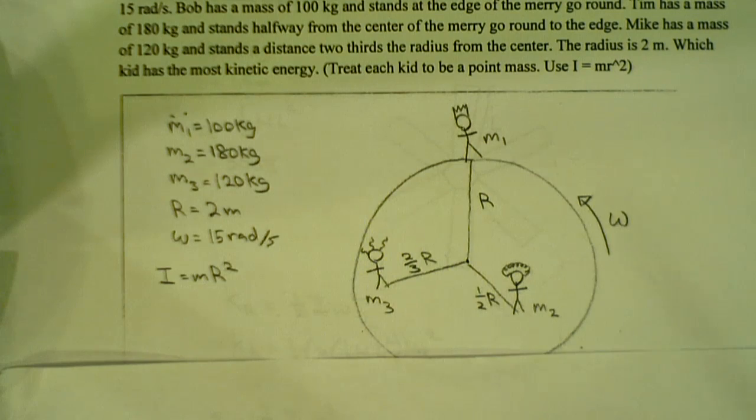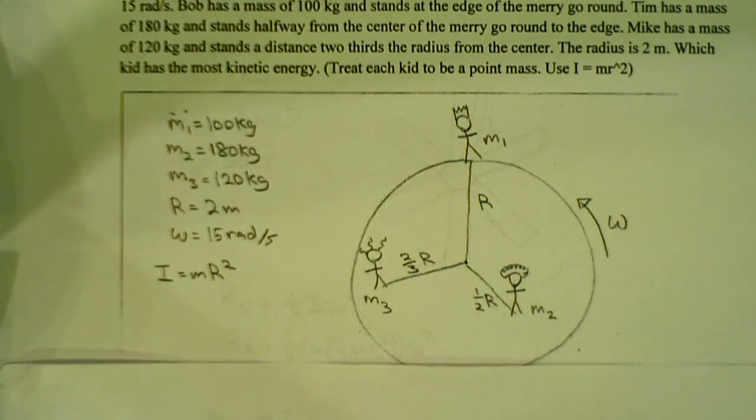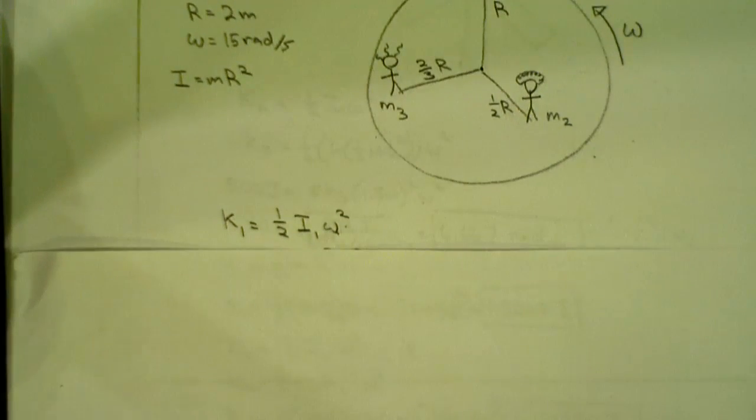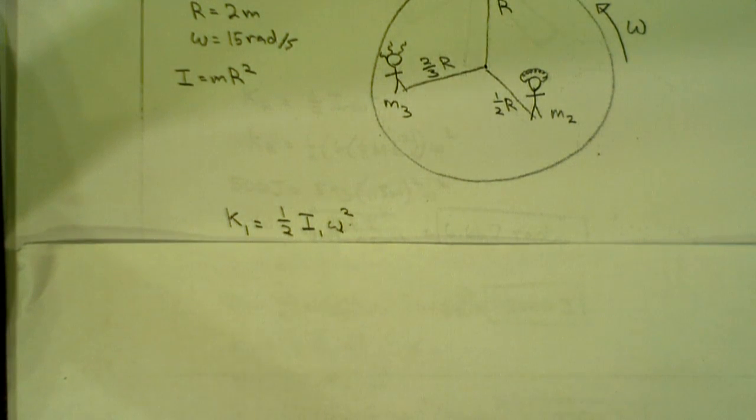So the question asks to find which kid has the most kinetic energy. So to do that, we have to find the kinetic energy of each child, right? So we'll start with mass 1, Bob. So if you remember this equation, very similar to kinetic energy in linear motion. This is rotational kinetic energy, 1/2 moment of inertia times omega squared. All right? So we're going to take 1/2 times the moment of inertia of the first child, and then we're going to multiply by omega squared. Omega is the angular velocity of the merry-go-round.